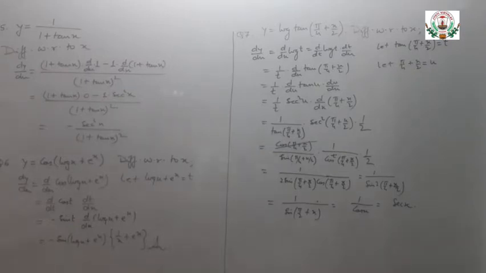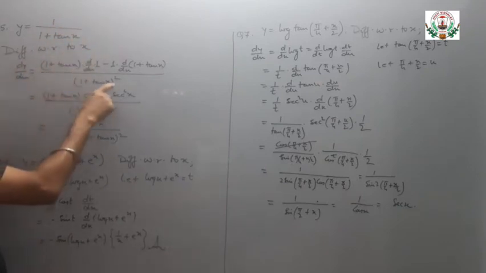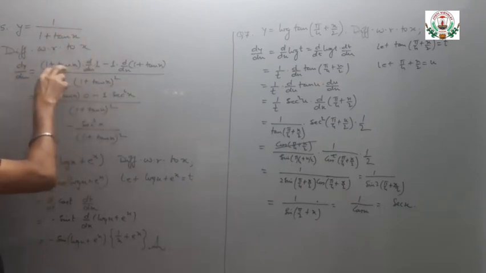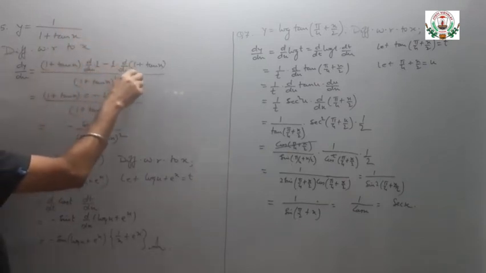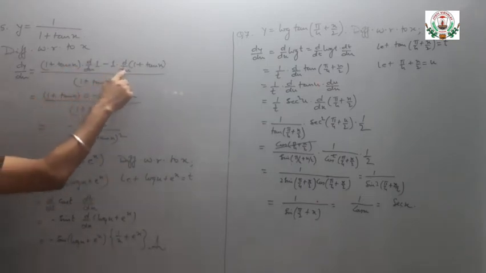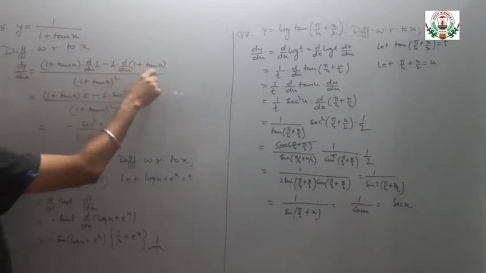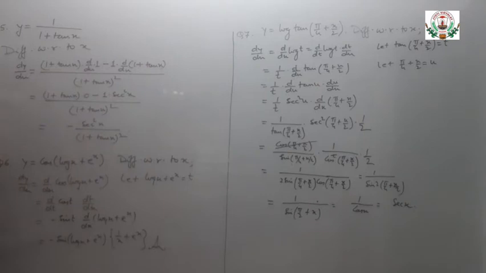Now let's come to the next question. If y equals 1 upon 1 plus tan x, differentiate it with respect to x. So it is again the u by v divide rule. (1 plus tan x) the whole square equals second function into differentiation of first function minus first function into differentiation of second function. So d by dx of a constant is 0, so this value will vanish. d by dx of 1 is 0, d by dx of tan x is sec square x, minus sec square x upon (1 plus tan x) the whole square.